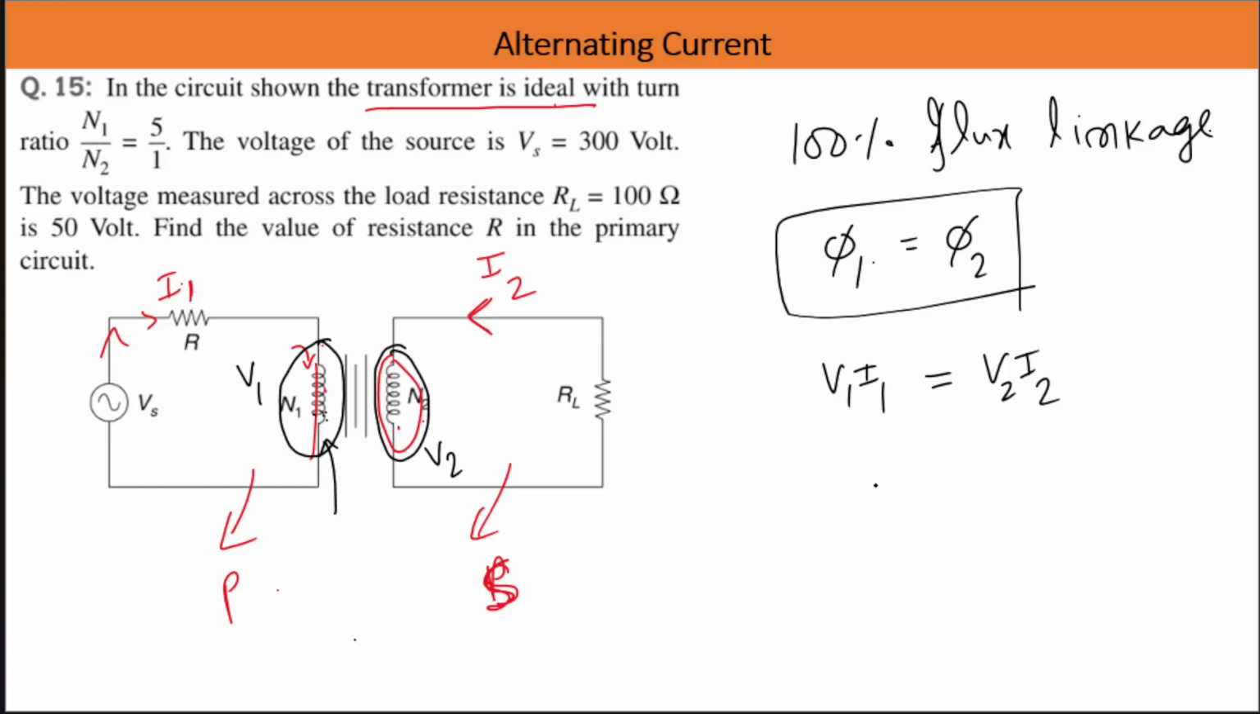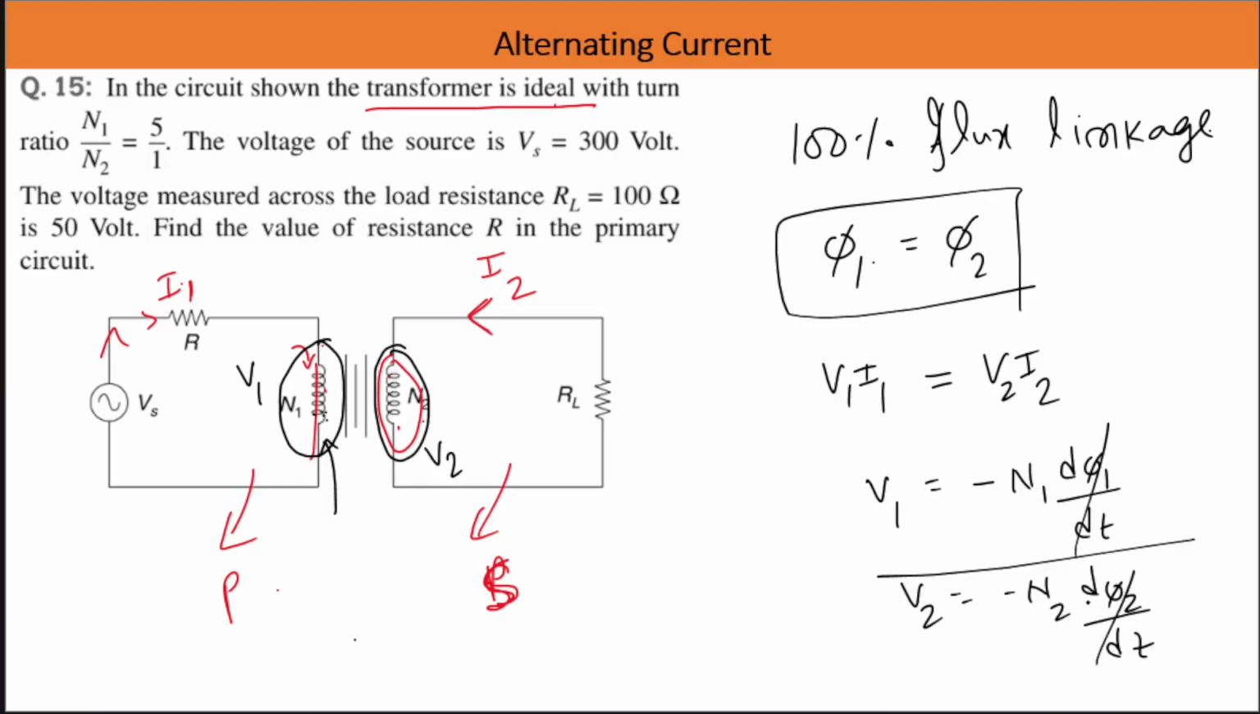अब आप ध्यान से देखो, V1 can be written as minus N1 d phi 1 by dt, and V2 can be written as minus N2 d phi 2 by dt. You divide these two. Since flux linkage is the same, this will get cancelled. V1 by V2 is N1 by N2. So V1 by V2 is equal to N1 by N2, which is 5 by 1.